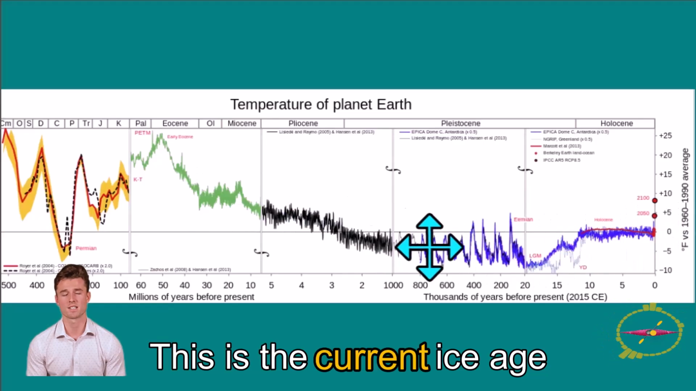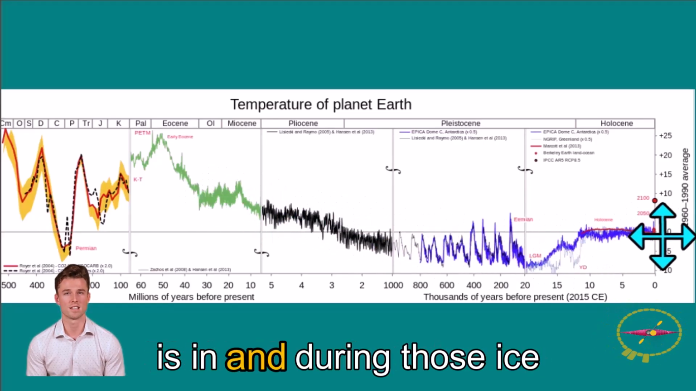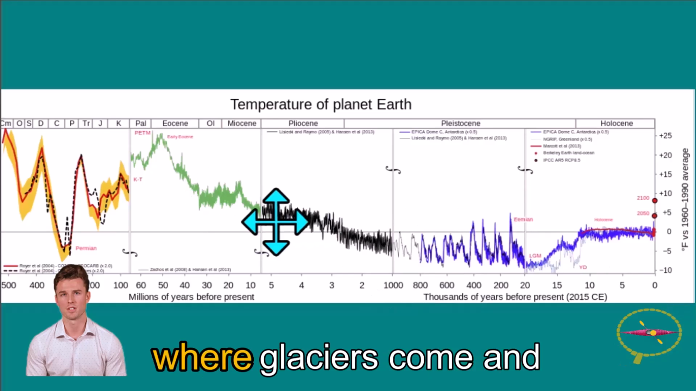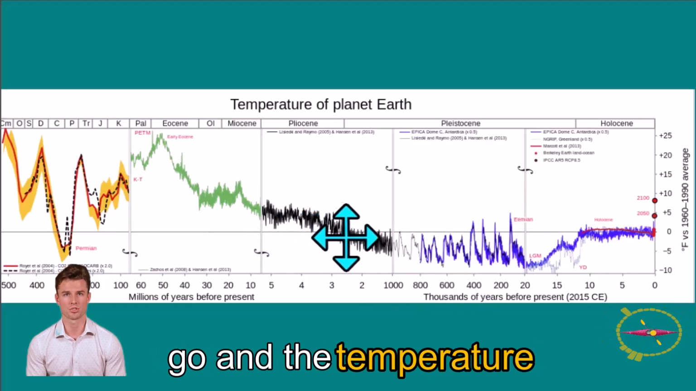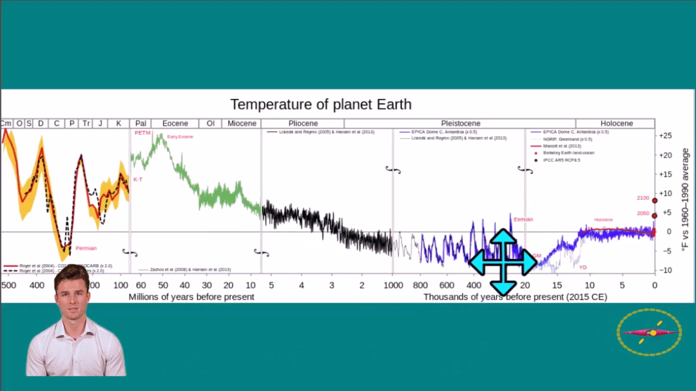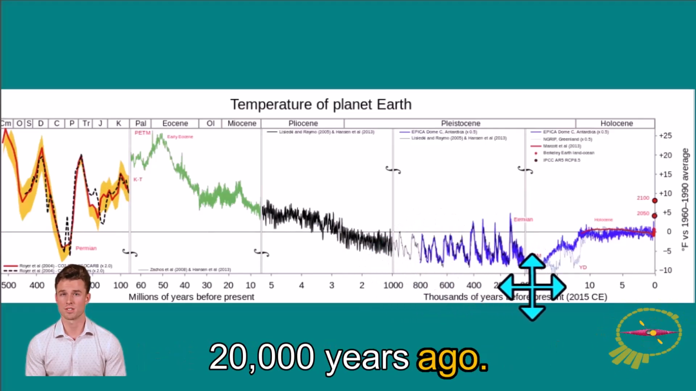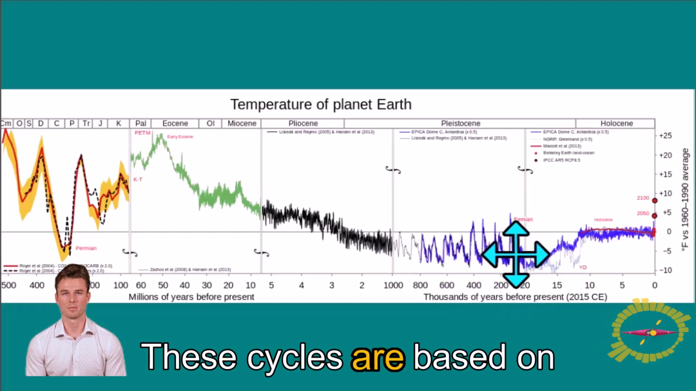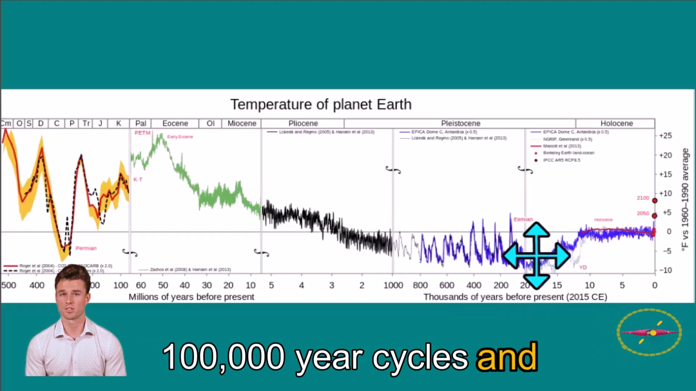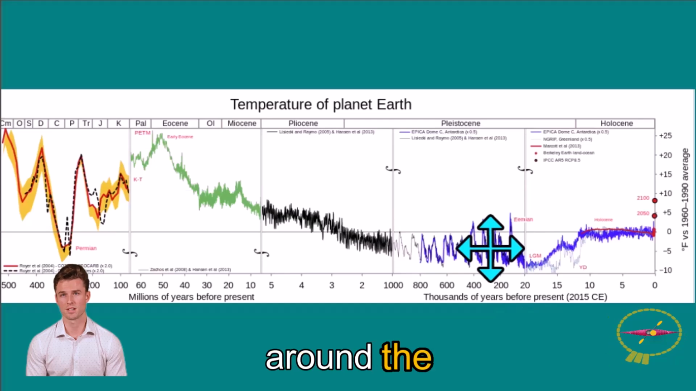This is the current ice age geologically that the Earth is in, and during those ice ages we have periods where glaciers come and go and the temperature goes up and down in cycles. In this case, from the period a million years ago to 20,000 years ago. These cycles are based on 100,000-year cycles and are due to the Earth's orbit around the Sun.